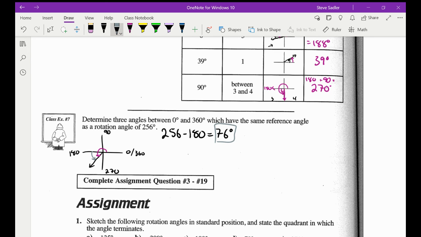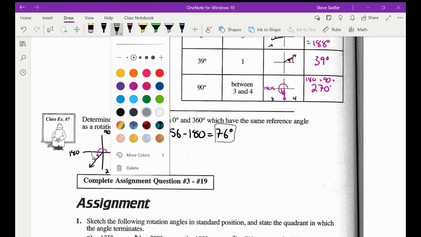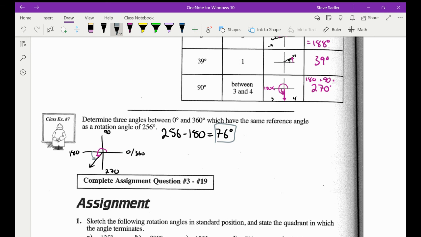We want three other angles that have a reference angle of 76, so it's 3 other rotation angles. There's one, we can just use 76. In quadrant 1, using reference angle 76, we have a rotation angle of 76. In quadrant 2, if we use a reference angle of 76, we have 180 minus 76, and that gives us 104 degrees.